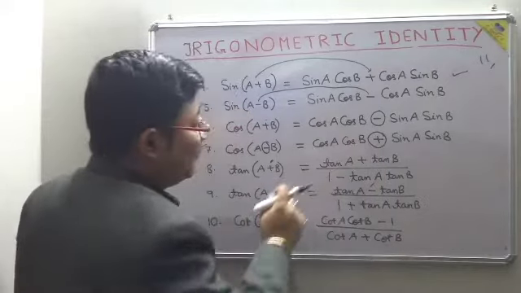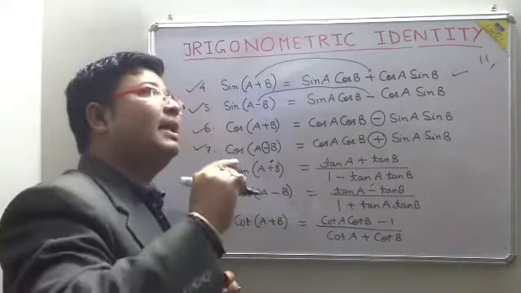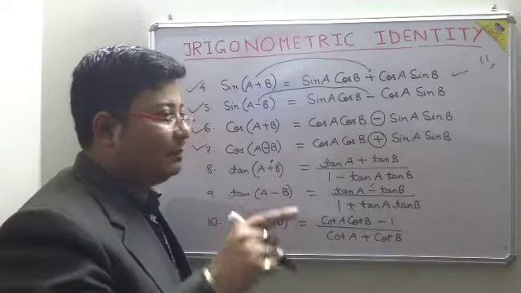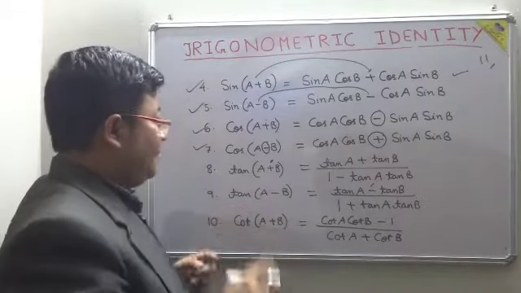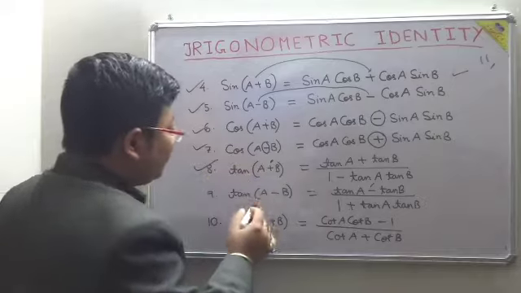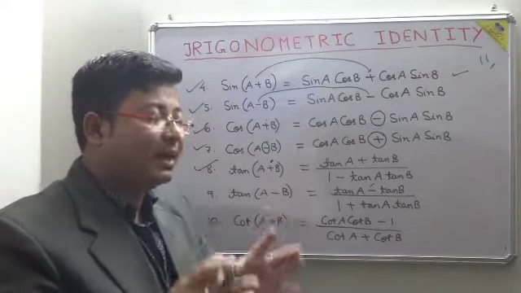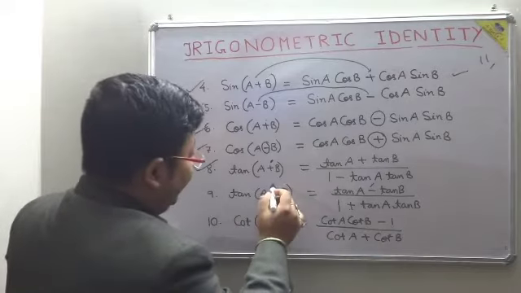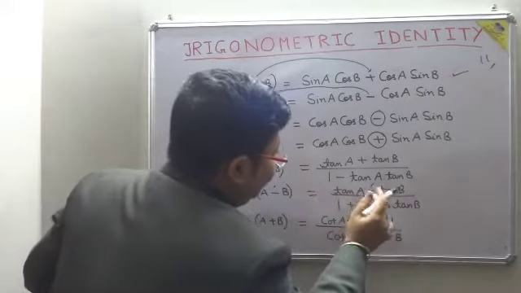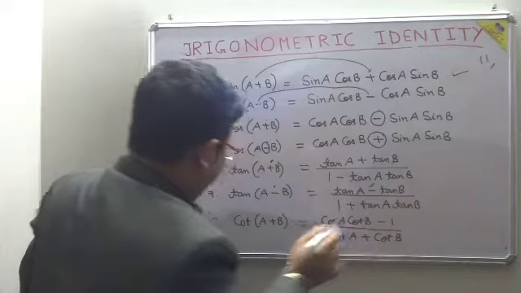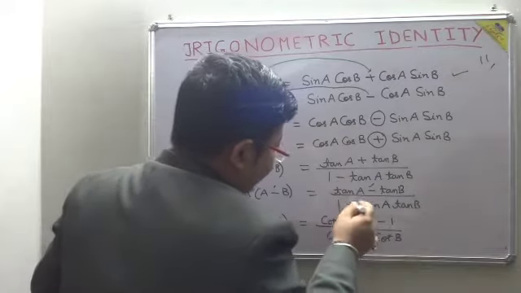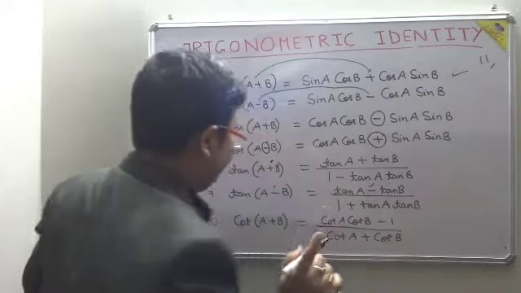So directly remember this formula: tan A plus B, tan A plus tan B divided by 1 minus tan A into tan B. Again, similarly, for tan A minus B, it will be tan A minus tan B divided by 1 plus tan A into tan B. Why? Because here minus is there, so in the numerator minus will come. Okay, and in the denominator, the reverse sign, 1 plus tan A into tan B.